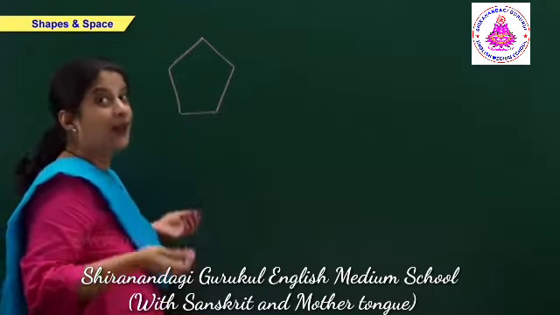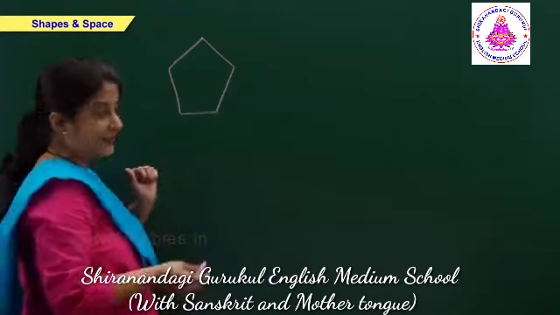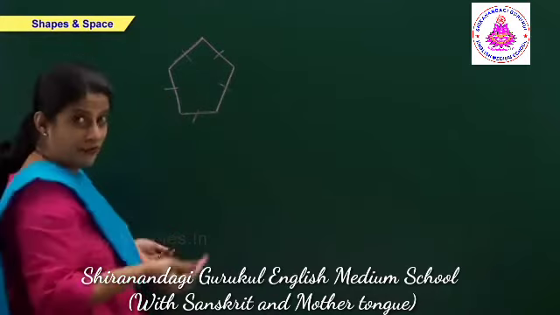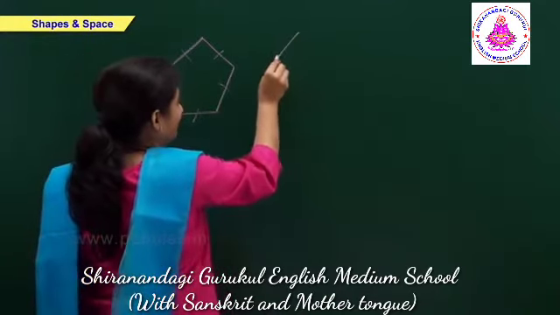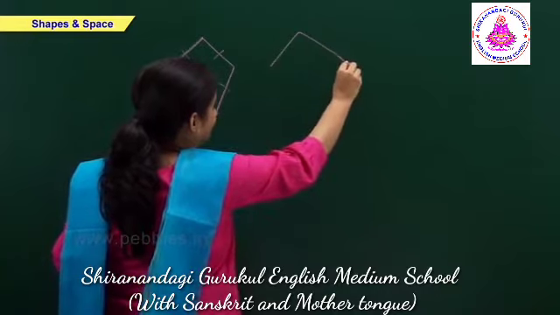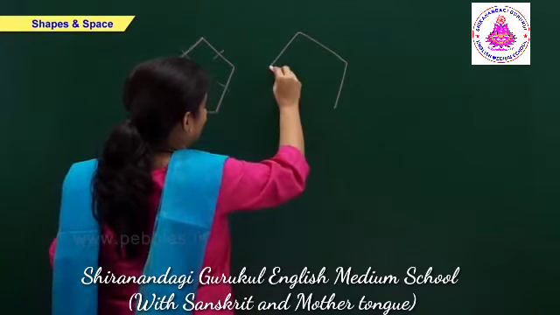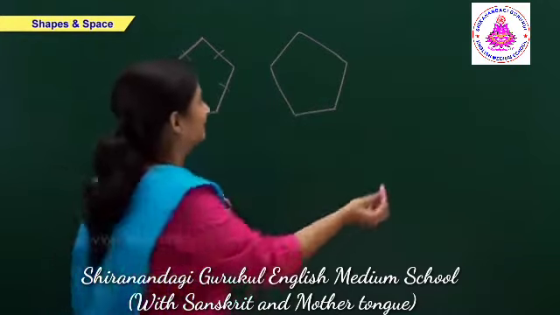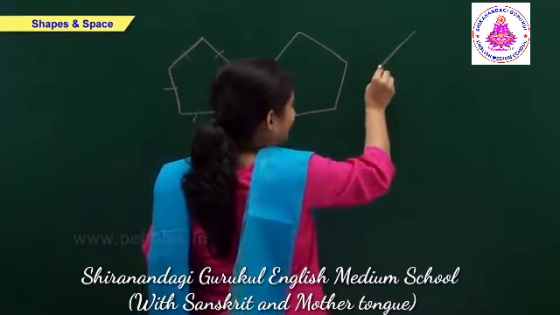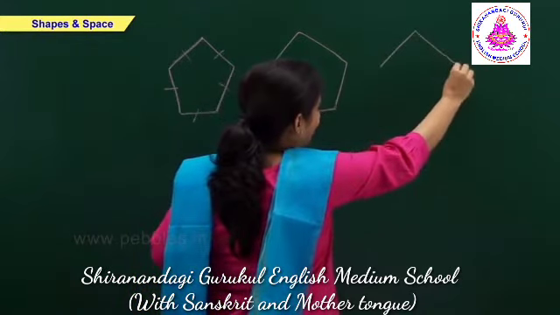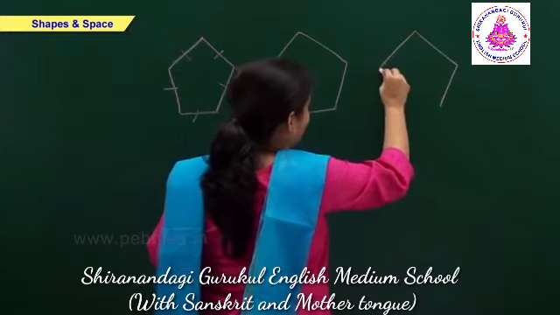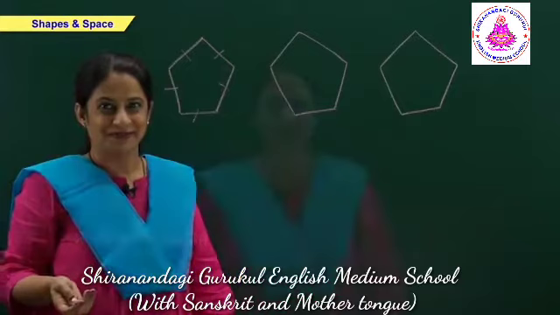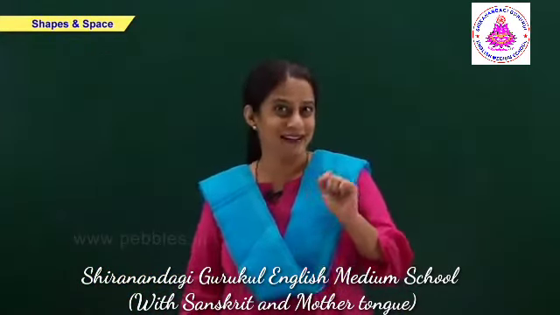A pentagon. A pentagon has 5 sides. 1, 2, 3, 4, 5. Pentagon. Now let us draw a hexagon.